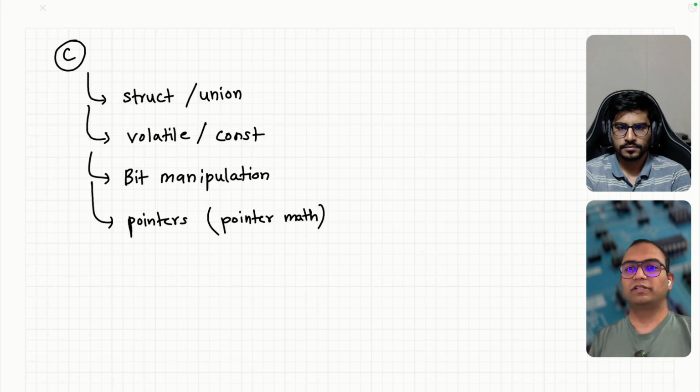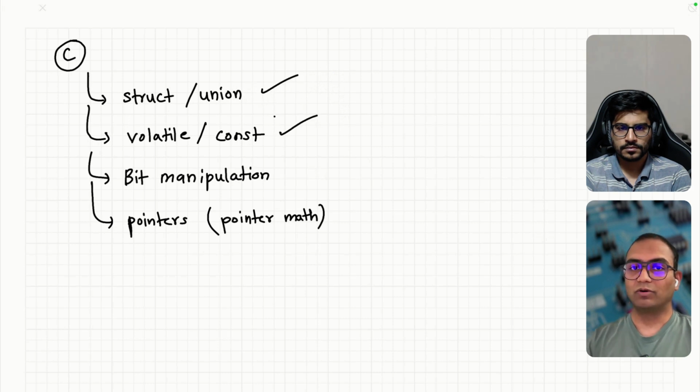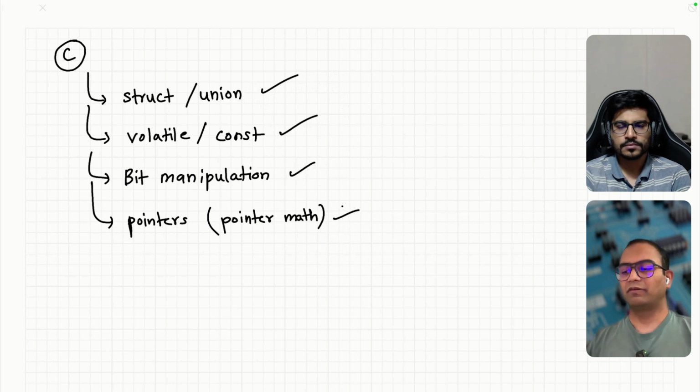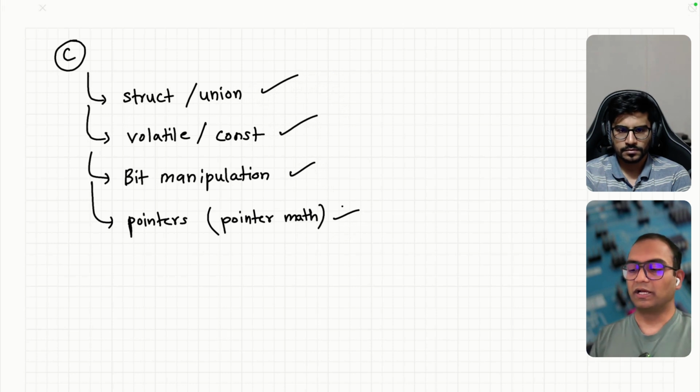Okay, so we covered the most important parts of the C code and how it looks in memory. What we now wanted to do was cover the critical concepts that every embedded engineer should know. Those are struct and union, volatile and const keywords, and then bit manipulation and pointers. We wanted to give some tips and hints as to what you should not miss when dealing with these concepts. All right.